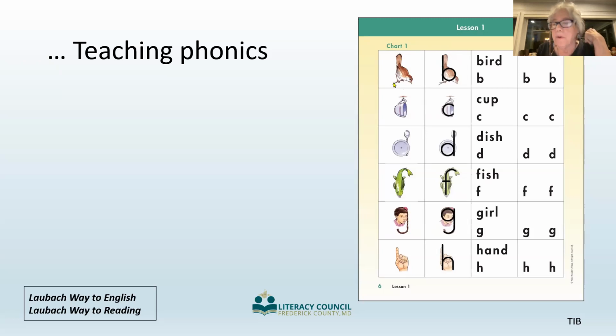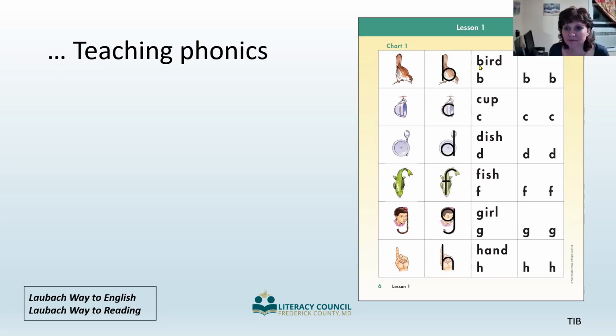This is a bird with a long tail and a round body. Say bird. Bird. This looks like a bird with a long tail and a round body. Say bird. Bird. This is the word bird. Read bird.